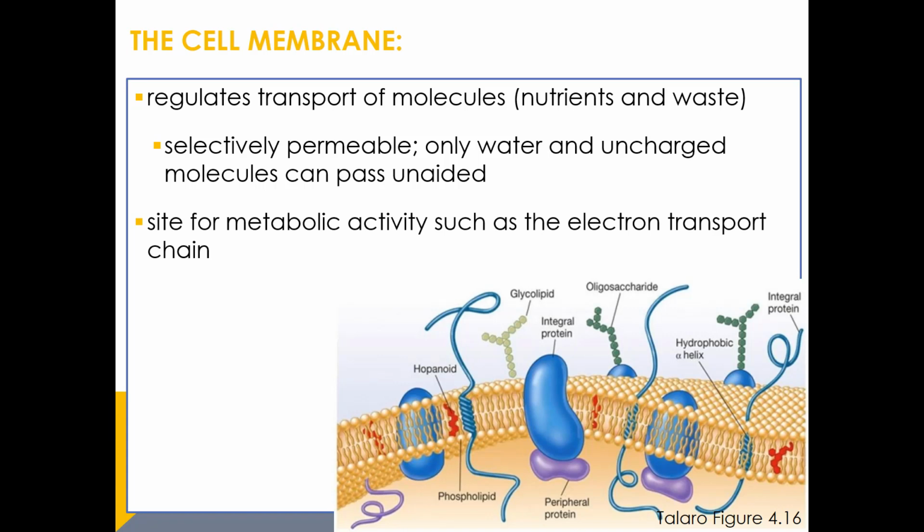So this is the site for a lot of metabolic activity, especially the electron transport chain, which is where most of our ATP is made. So the electron transport chain is located in the cell membrane in prokaryotic cells.